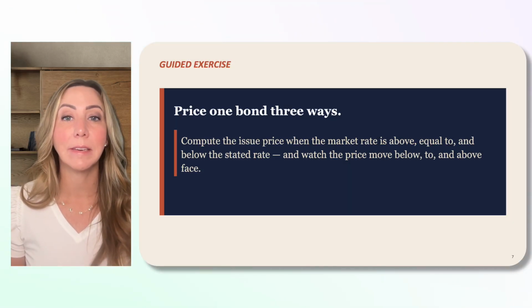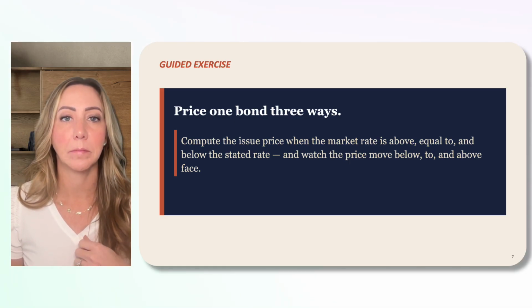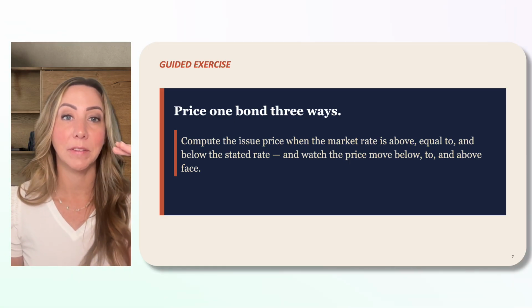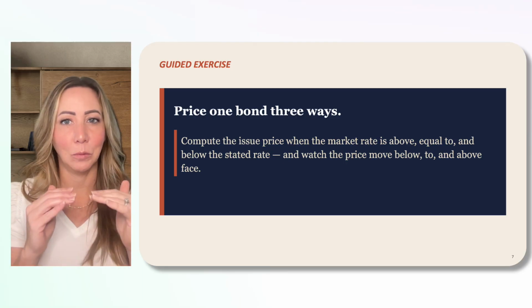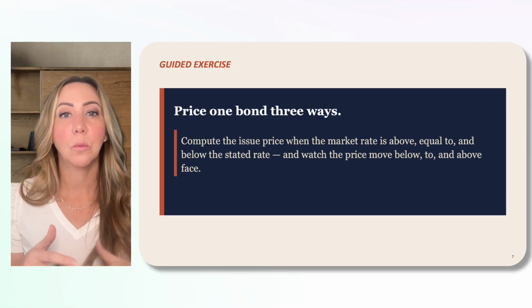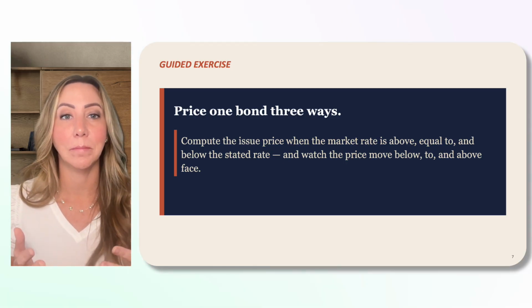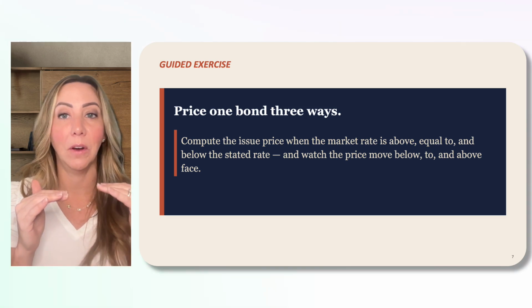Now let's work through an actual example. We're going to price the very same bond three different times, changing only one thing, the market rate. First, we'll set the market rate above the stated rate, then exactly equal to it, and then below it. We'll watch what happens to the price each time. It'll drop below face, then land right on face, and then rise above face.